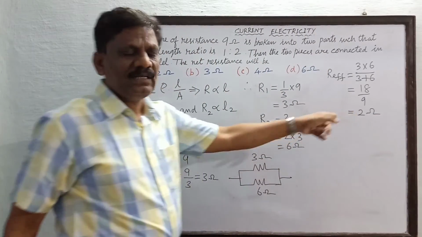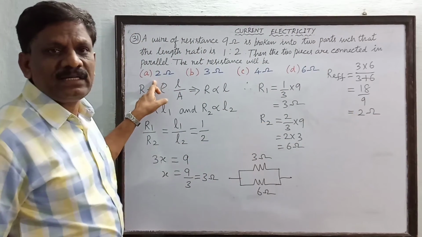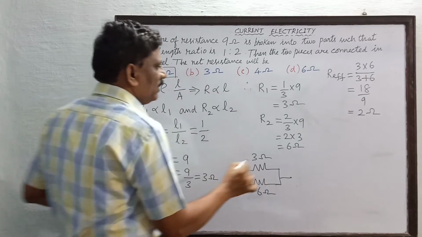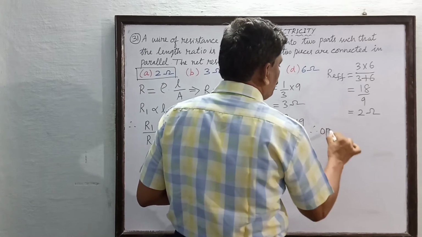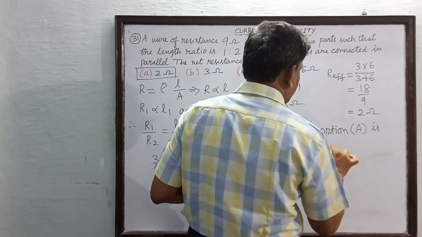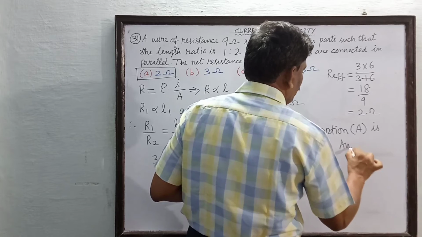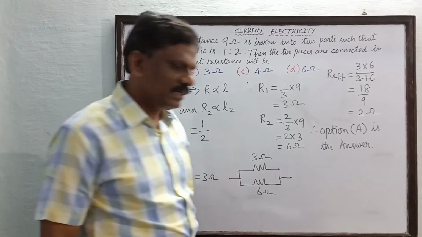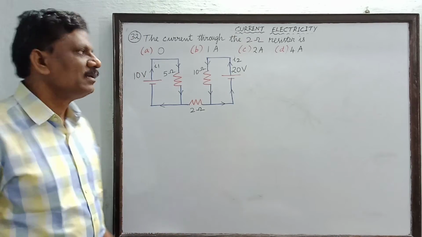This is the answer. So which of the options is correct? Option A is 2 ohm, is it not? So option A must be the correct answer. Okay, therefore option A is the correct answer. Have you understood? Fine.